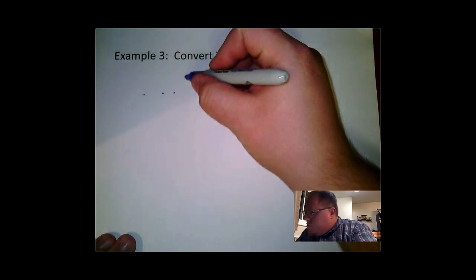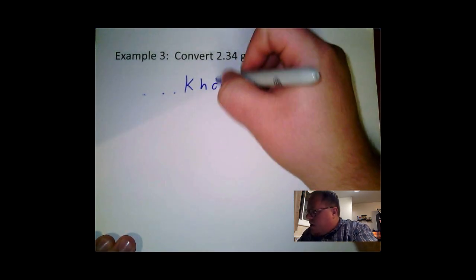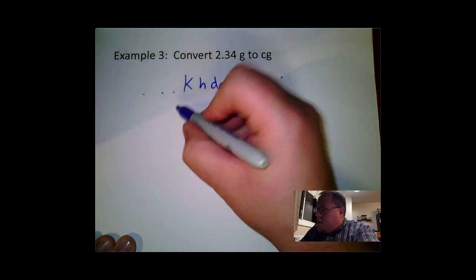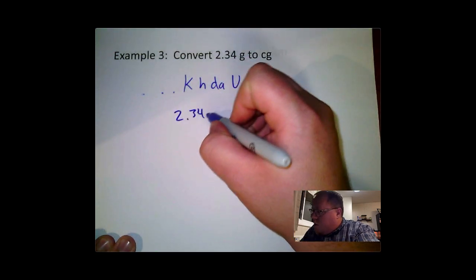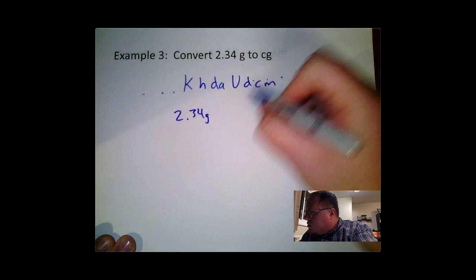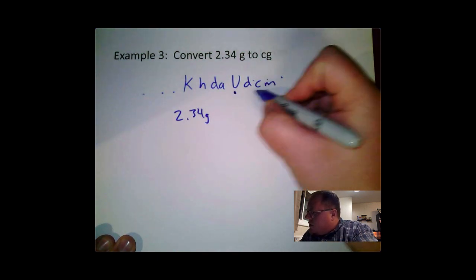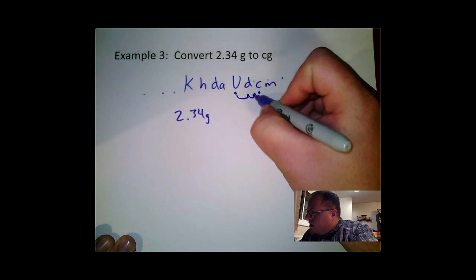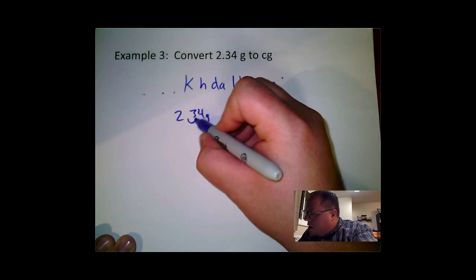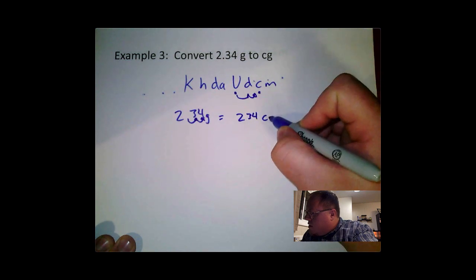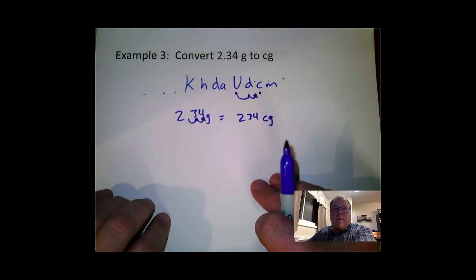One more. King Henry died unexpectedly drinking chocolate milk. Okay, I've got 2.34 grams. This time I want to go to centigrams. So I'm going from gram to centigram. I'm going this way, 2 steps. So I'm going to move it 1, 2 spots. So that would be 234 centigrams.